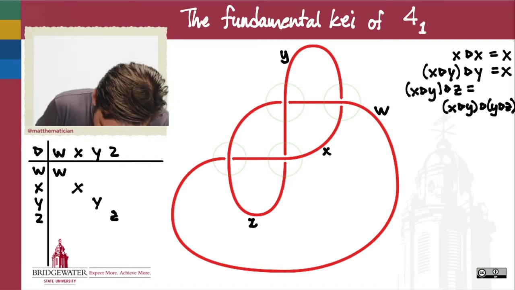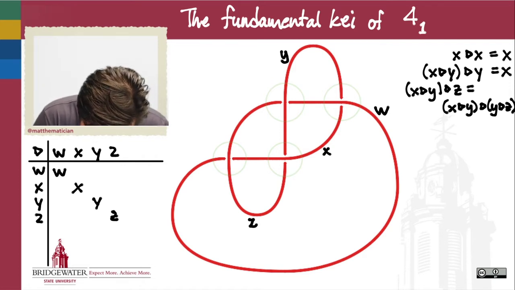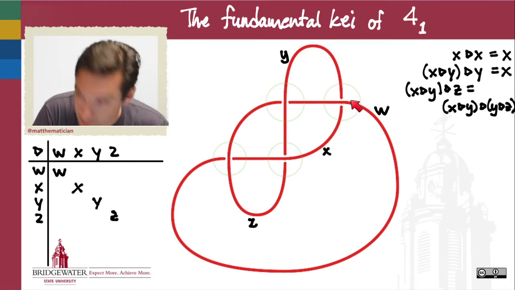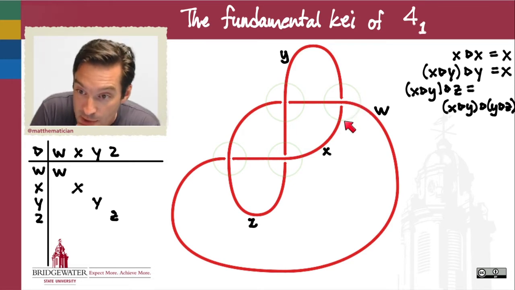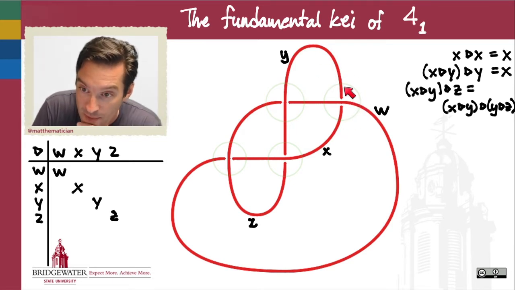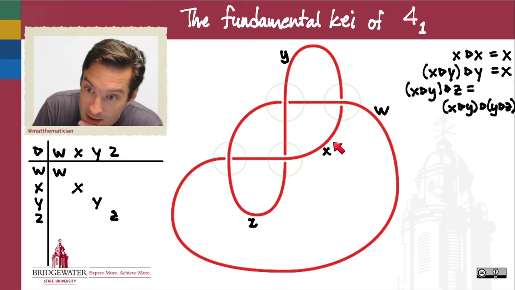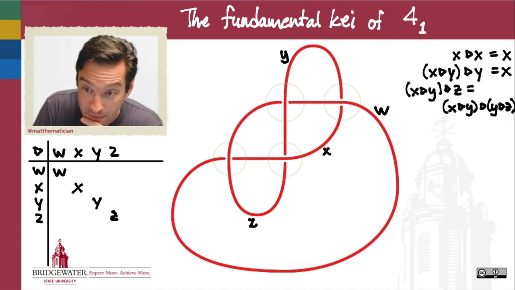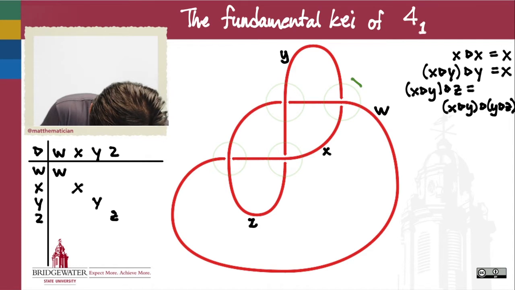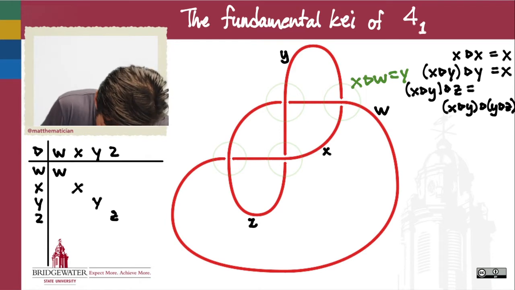If I look at one of my crossings, let's say this one right here, this is a crossing at which the highways X and Y come together under the bridge W. And so that's telling me that X triangle W is going to give me Y. So that's one relationship that I can get from this part of the diagram: X triangle W is equal to Y. And in my operation table, I can fill that in right here. X triangle W is going to give me Y.